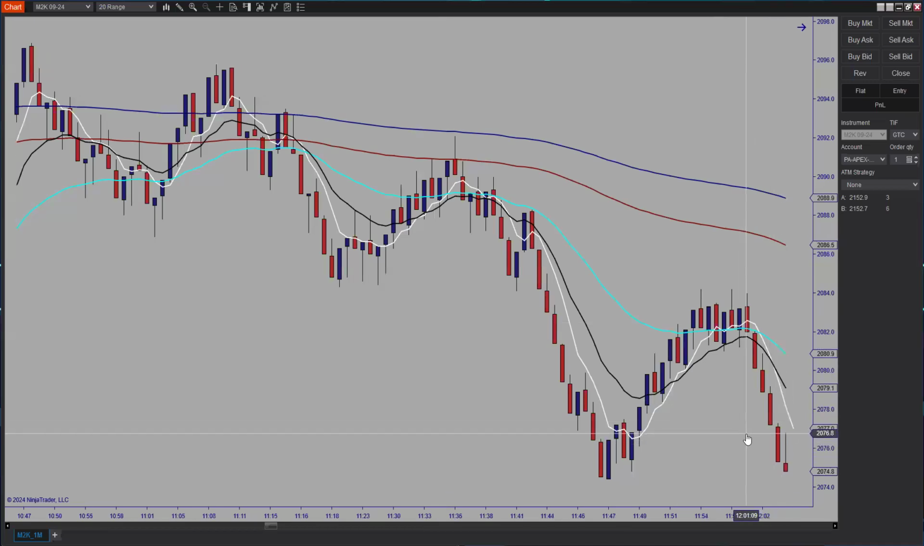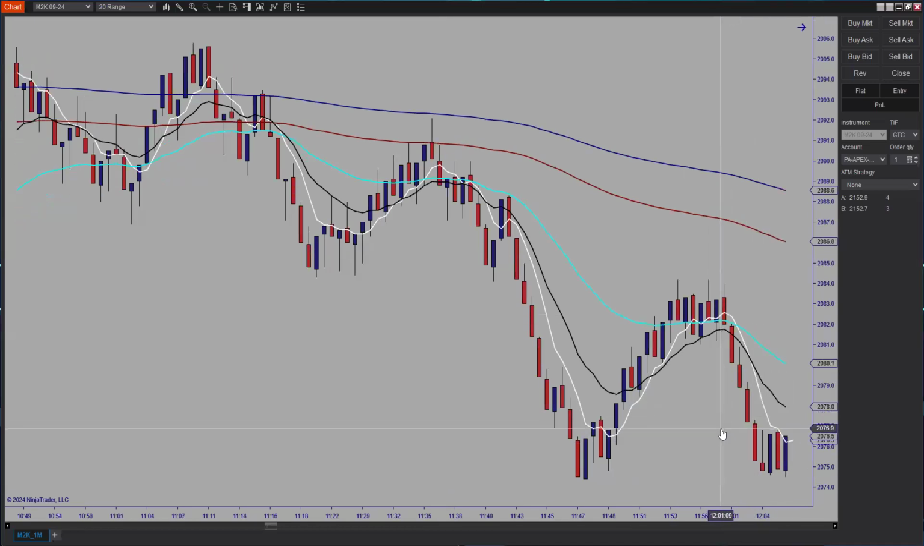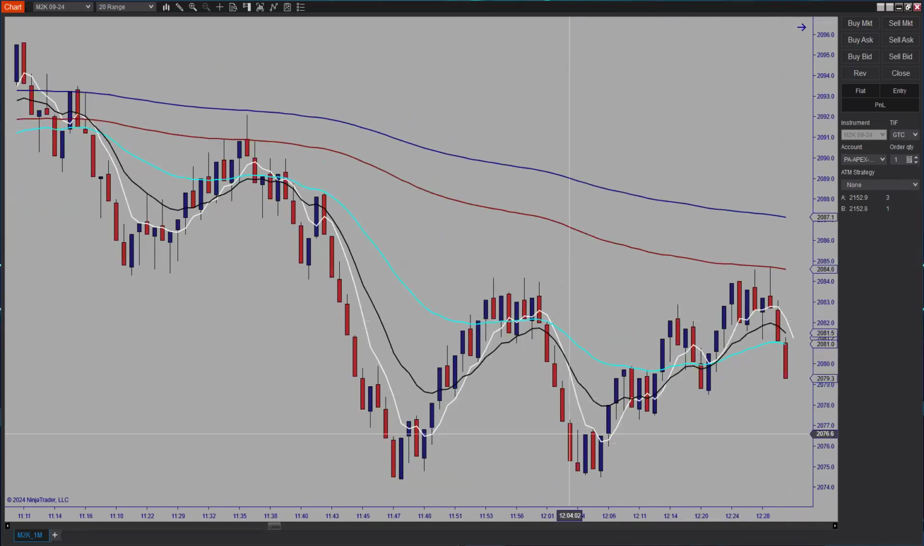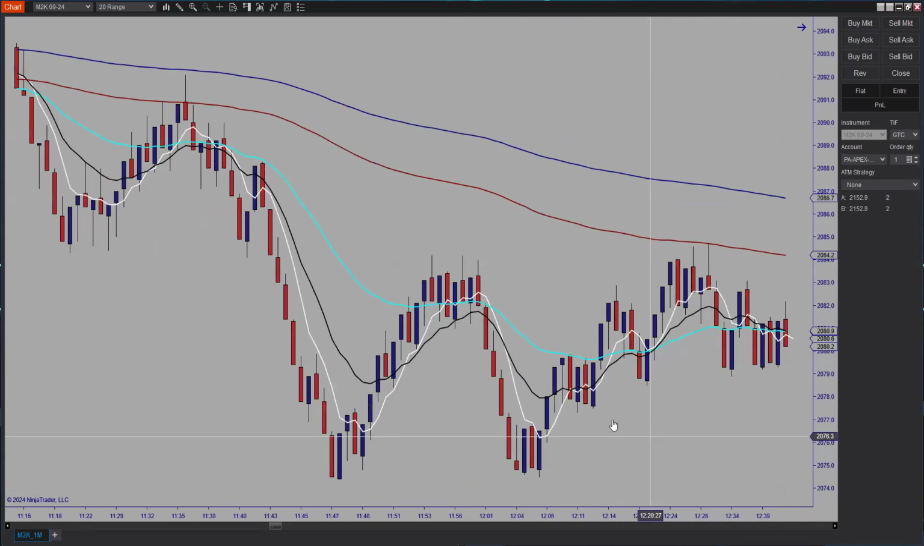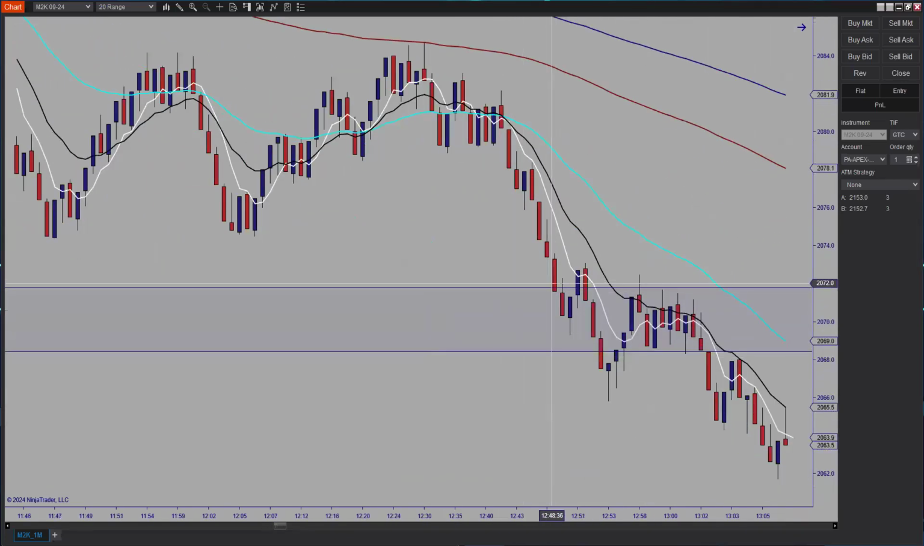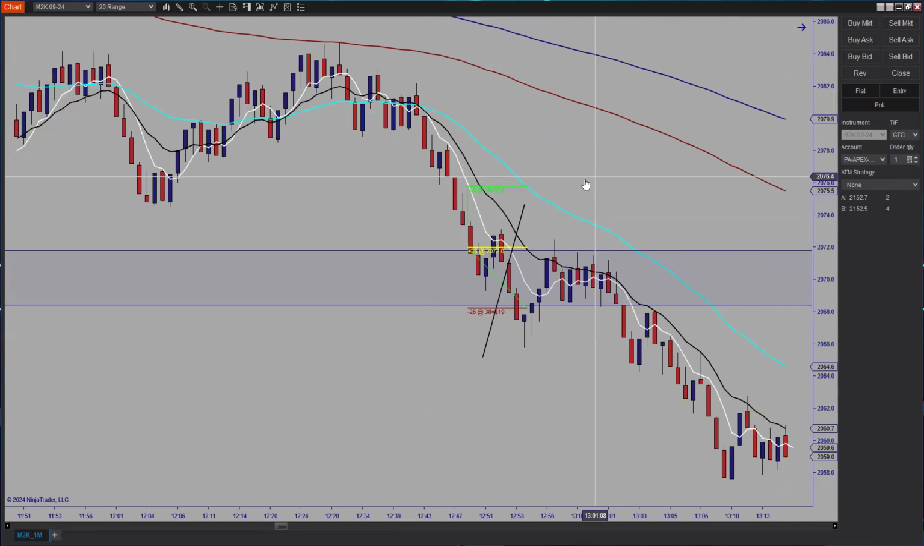Okay, there's the cross. Again, we're already at the lows. So no trade for me. And you can see they tagged the lows and bounced. There's the reversal trade. Didn't work. That would have been a stop out. Let's keep going.